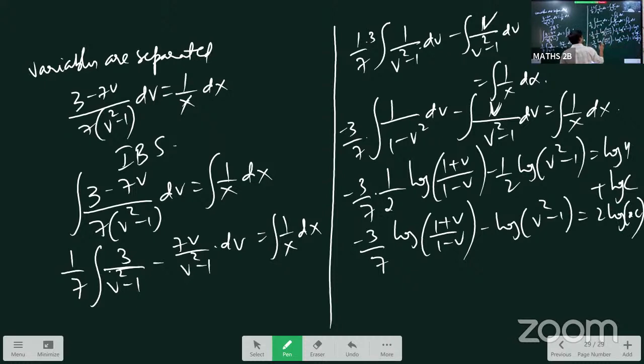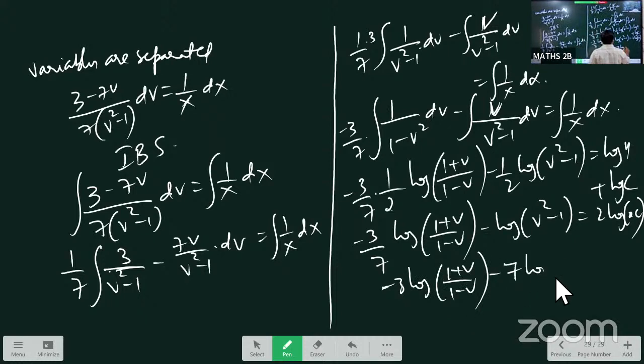Now 7 also, you take LCM and bring it to that side. Minus 3 log of (1 plus V) by (1 minus V) minus 7 log of V square minus 1. 7 2s are 14 log XC. Okay. Next. Yeah, simplification is very much headache, so you should be careful.